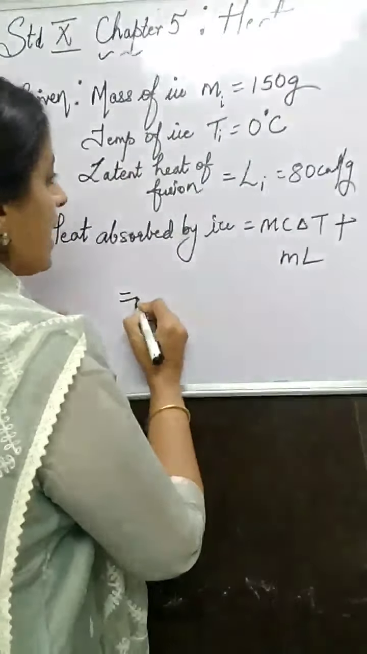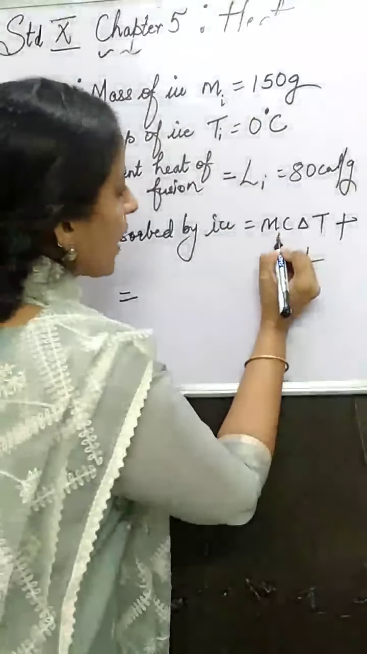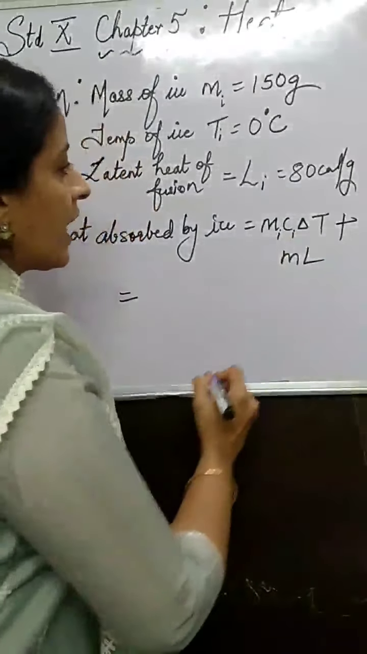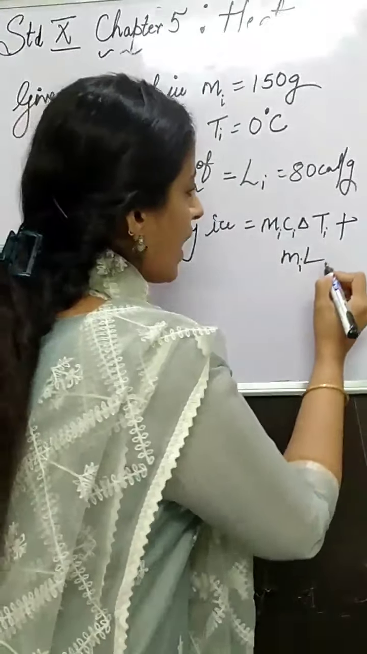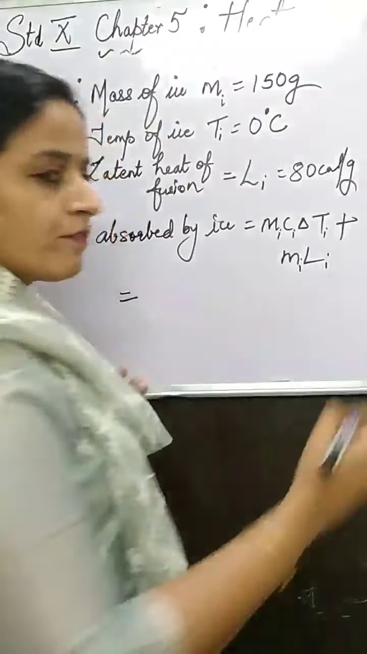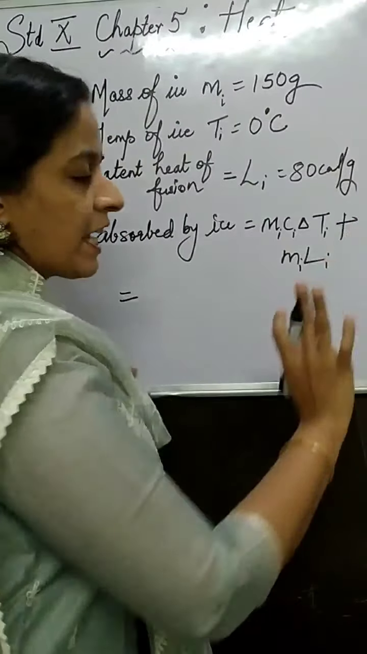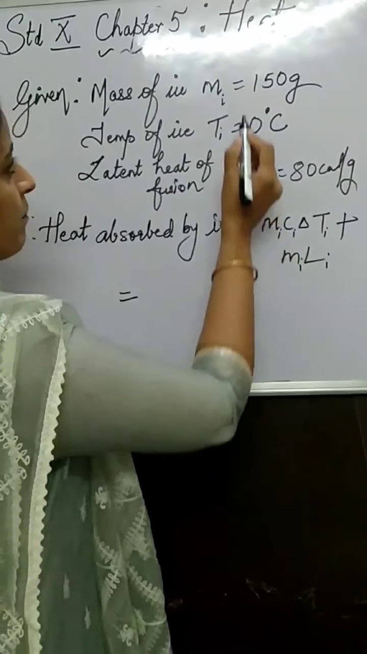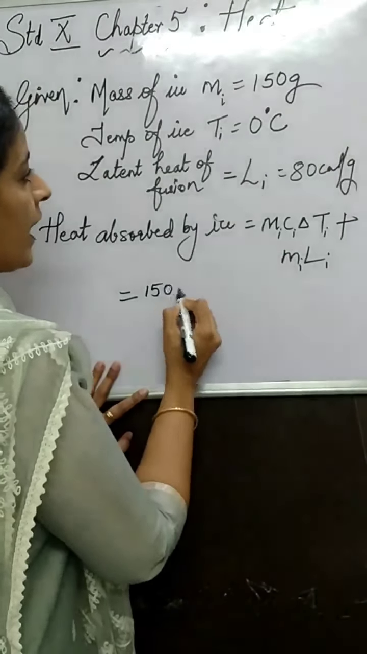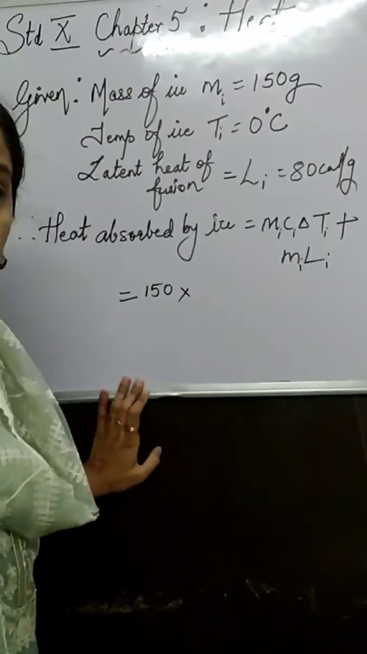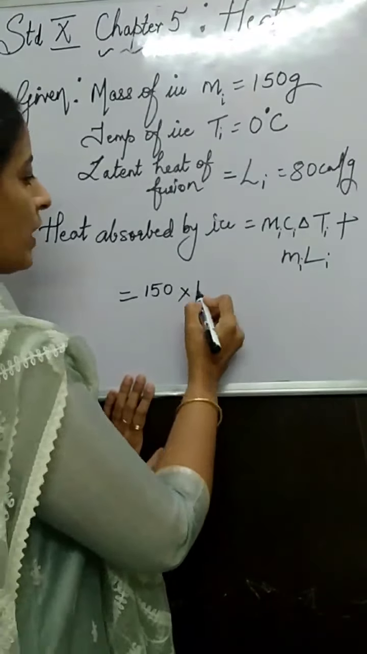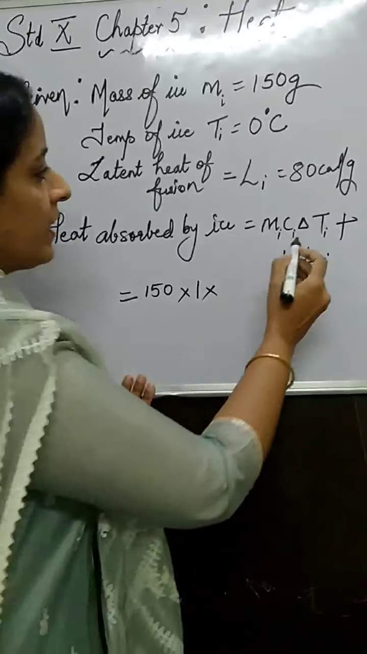Okay. So let us write M, mass of the ice. Here you write I, here you write I, and here also you write I. I for ice. Mass of ice and latent heat of fusion of ice. Okay, everywhere I added I. Now Mi, mass is 150 into, how much is Ci? Ci, that is specific heat of ice or water, is 1 only. So write 1 and delta T.